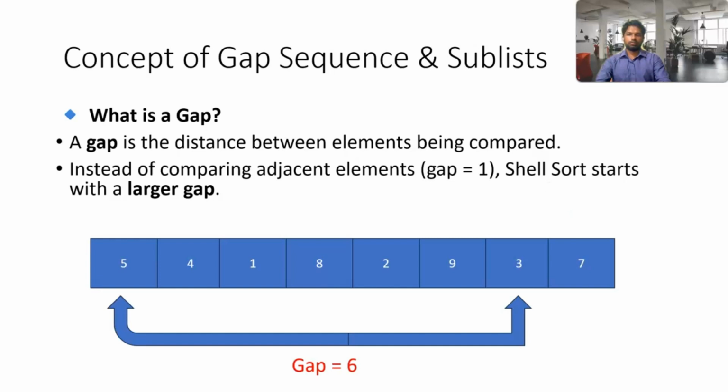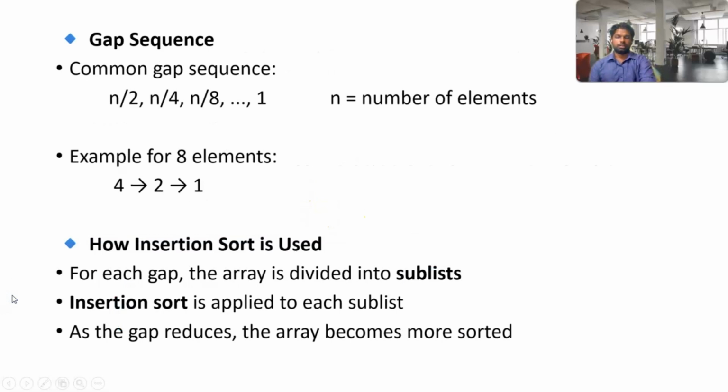What is a gap? A gap is the distance between elements being compared. Instead of comparing adjacent elements, like in the insertion sort, shell sort starts with a larger gap. So as you can see, in this array, we are not just comparing these two adjacent elements. We are comparing 5 with a gap of 6 with the element 3. Sequence. So let's see how it works.